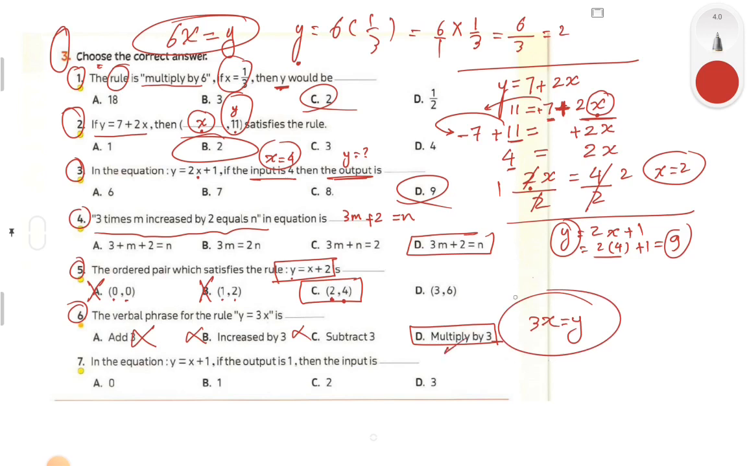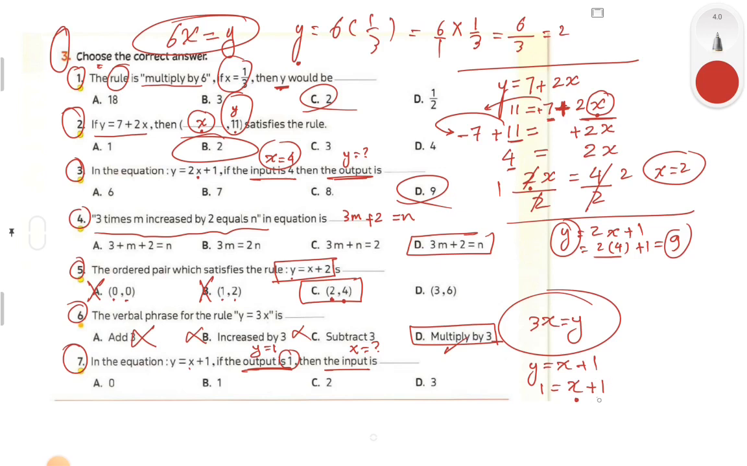Last point. In the equation y equal x plus 1, if the output is y equal 1, then the input x equals what? So I have the value of y. Just substitute y equal 1 and find the value of x. I have y equal x plus 1. Y value is 1. 1 equals x plus 1. I need to find the value of x.